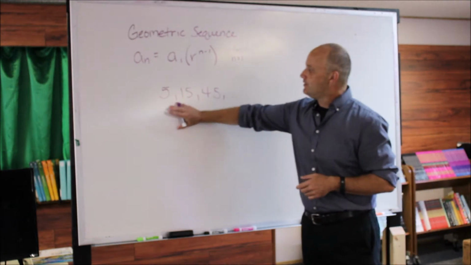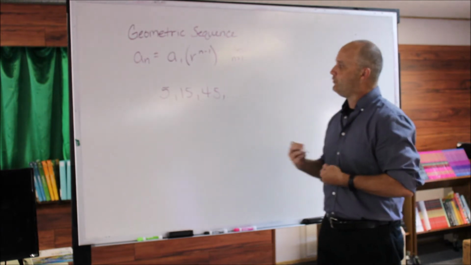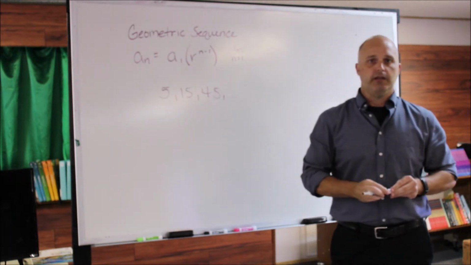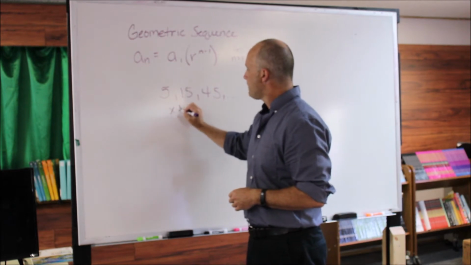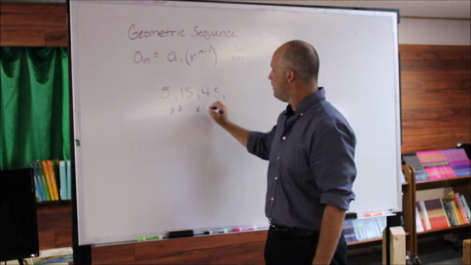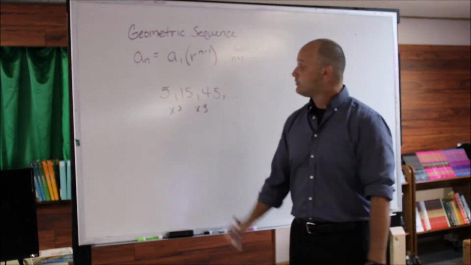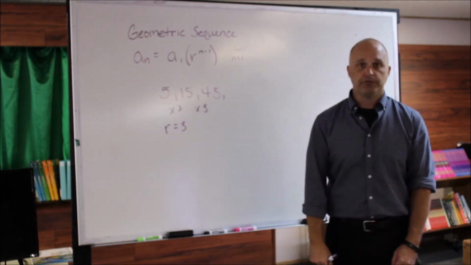So let's look at this example here, 5, 15, and 45. What do we have to do to get from 5 to 15 in terms of multiplication? We're going to multiply by 3. Then the same thing is going to happen going from 15 to 45. We're going to multiply by 3. So that means that our common ratio is r equals 3.